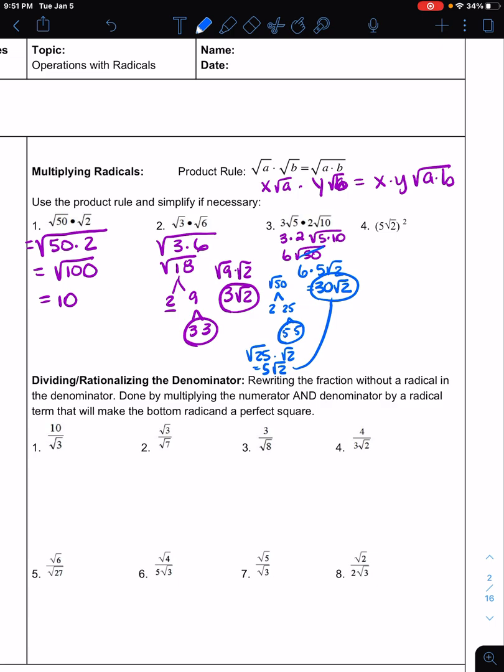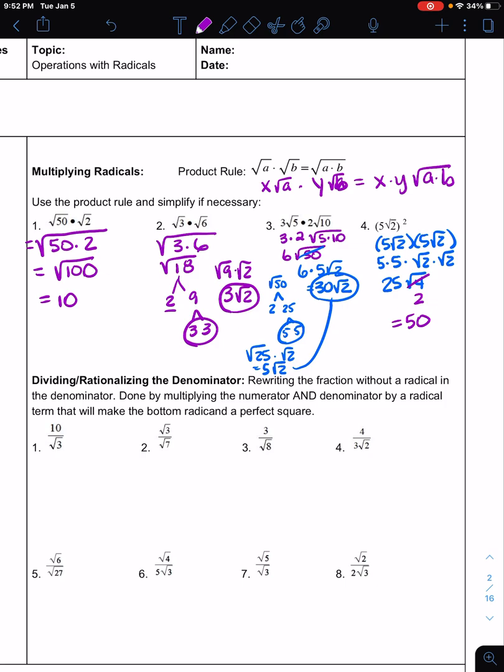Now 5 root 2, this one's important because you'll see it when we do Pythagorean theorem. So 5 root 2 squared means 5 root 2 times 5 root 2. Now, if you do 5 times 5, and then you do root 2 times root 2, that's what we're going to do. So 5 times 5 is 25. Root 2 times root 2 is root 4, but the square root of 4 is 2. So we can simplify that. The square root of 4 is 2, and 25 times 2 is 50.